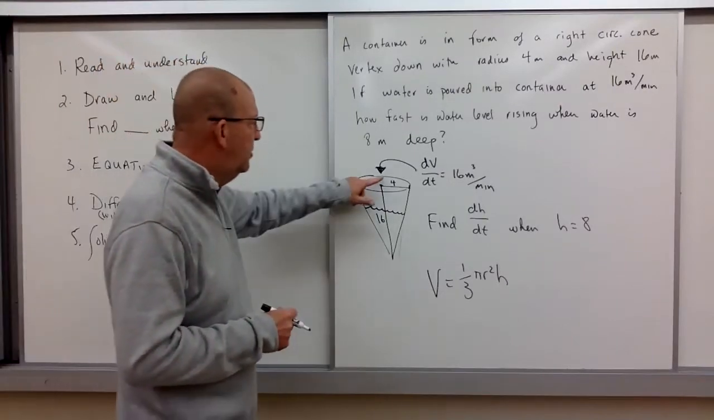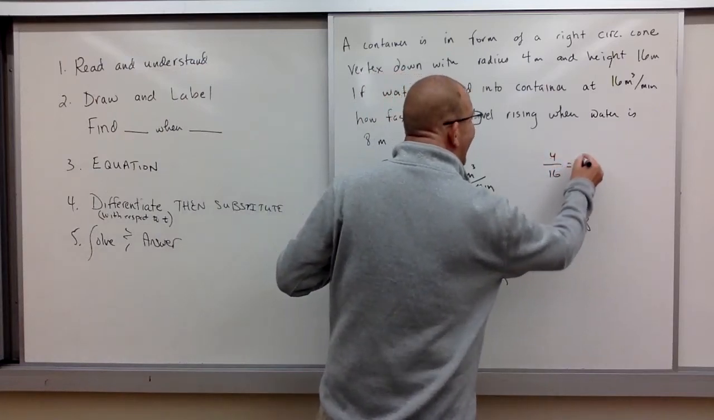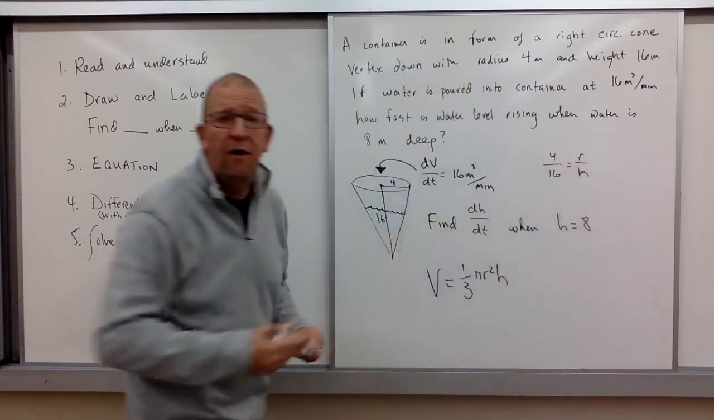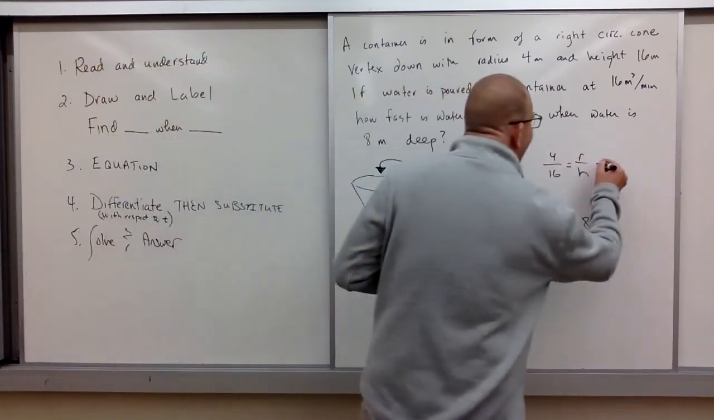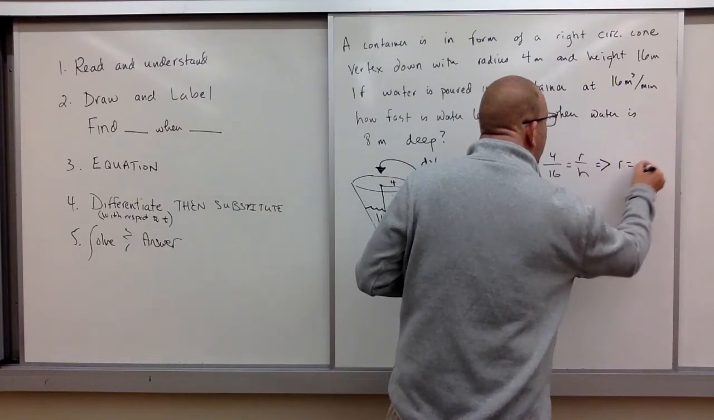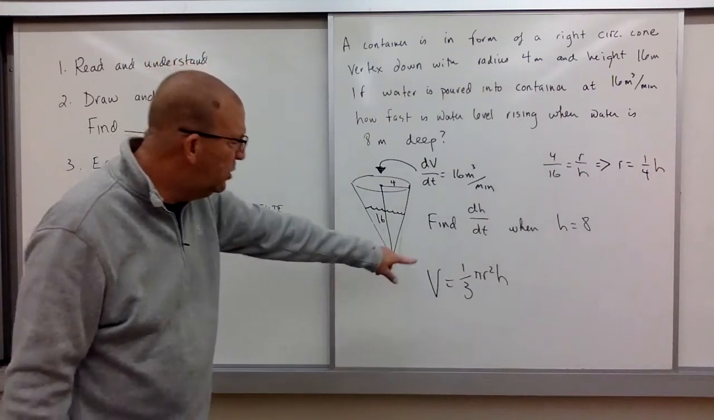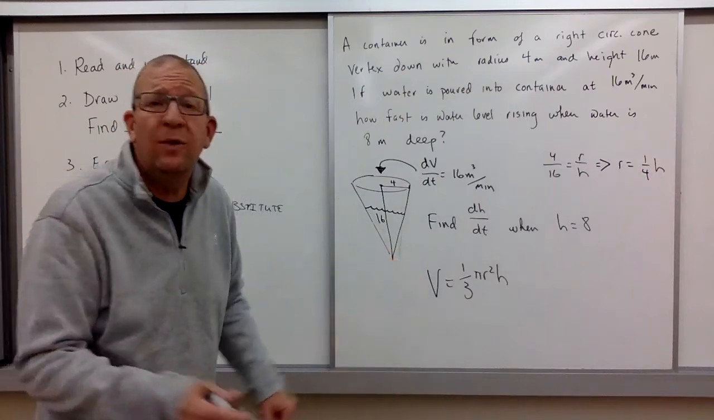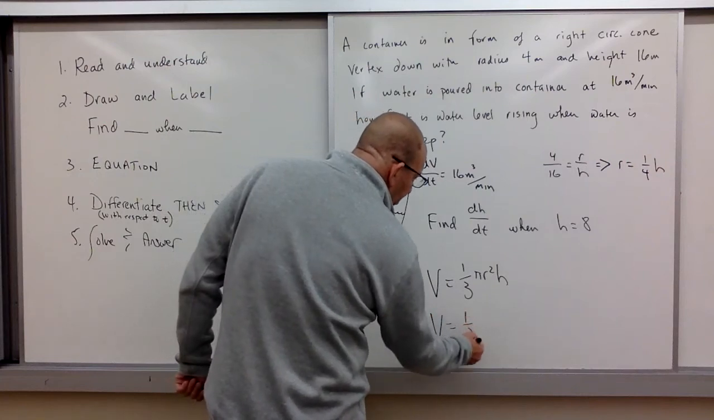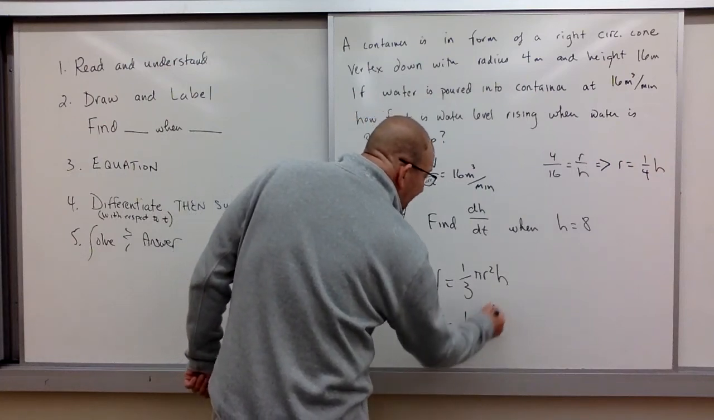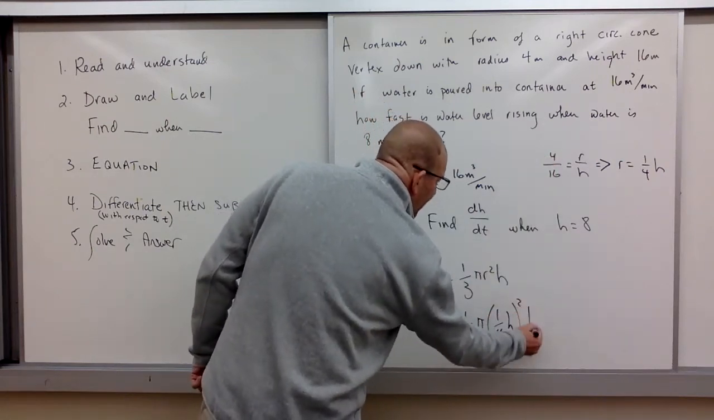Well, I know that the original r was 4 and the height was 16, and that's actually going to be true all the way through here. So that must mean that r is 1/4 h. So let's rewrite this equation so I'm only dealing with h. V equals 1/3 pi, and then I'm going to replace the r with 1/4 h, squared, times h.